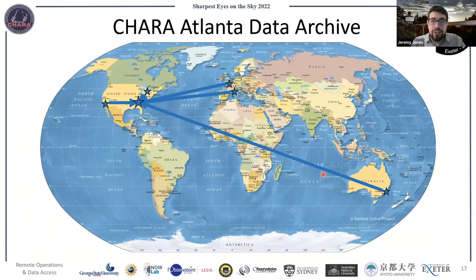So moving on to the data archive. The idea with our CHARA Atlanta Data Archive is to host all CHARA data in one central location, consolidating all the different databases from all the beam combiners.